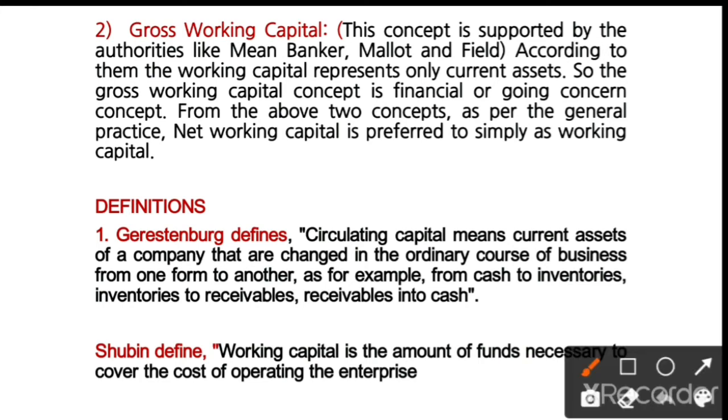It means I think it is clear. Gross working capital represents only current assets. Net working capital represents only current assets minus current liabilities. We'll discuss further. Let us see the definition.